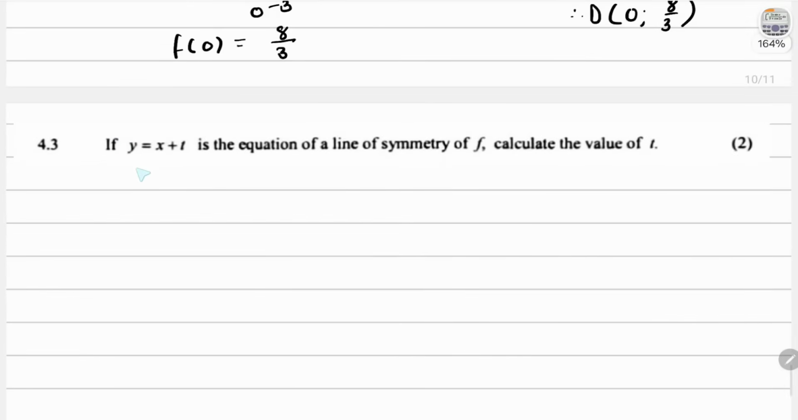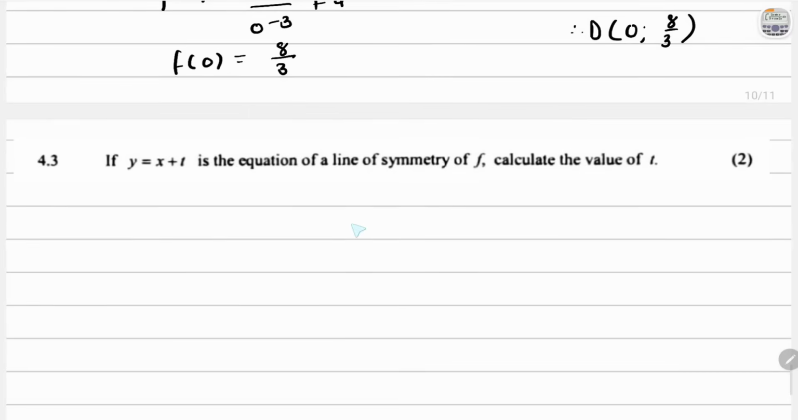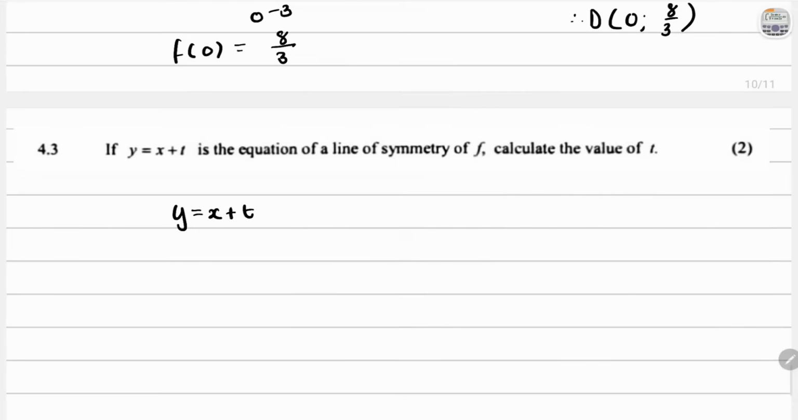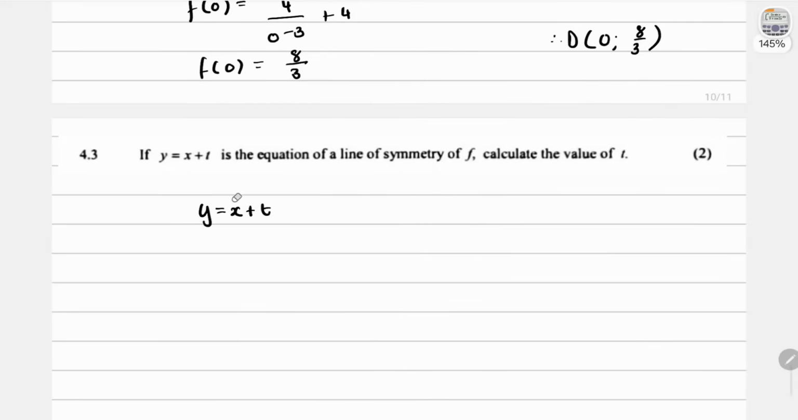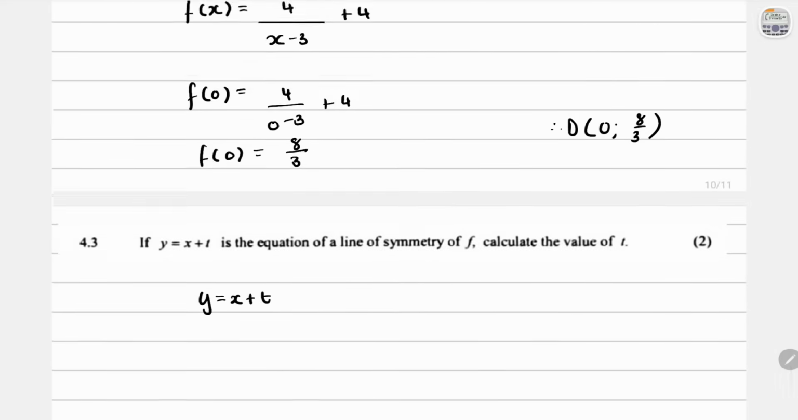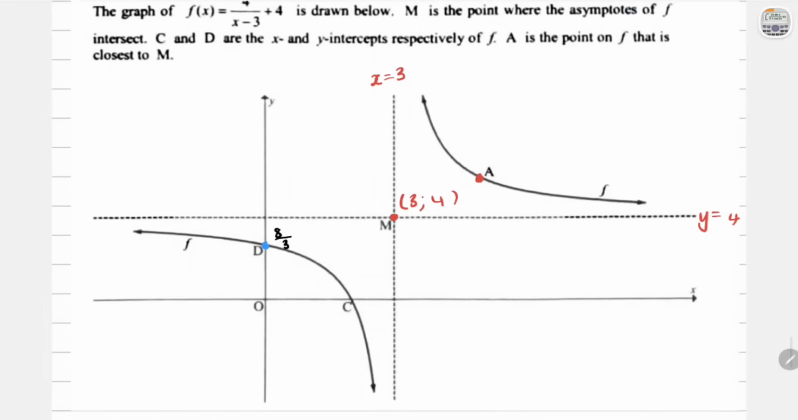The next question, 4.3, says if y equals x plus t is the equation of the line of symmetry of f, calculate the value of t. It's just the equation of the line of symmetry. You could use the long way of finding the equation of the line of symmetry, where the general equation will always be y equals x minus p plus q. But I don't really see the use of doing that because they already told you the gradient. It's just 1, the invisible one in front of the x. So why don't we just substitute a point that is on this line, if we have one? Yeah, we will have one.